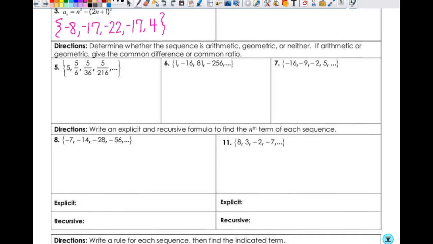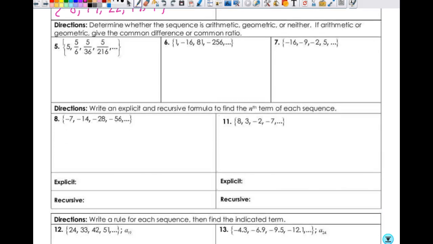All right, so on these next ones, I'm going to determine whether the sequence is arithmetic, geometric, or neither. So if you can look at it and know that it's being multiplied by something or something is being added, that is an easy way to do it. If you have to check for common difference or common ratio, then you're going to have to do some subtracting or dividing.